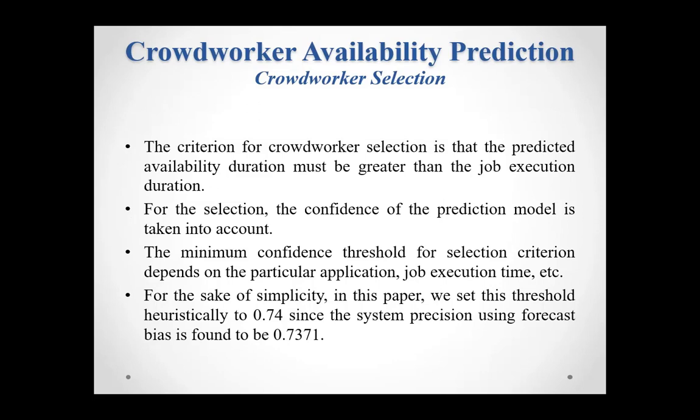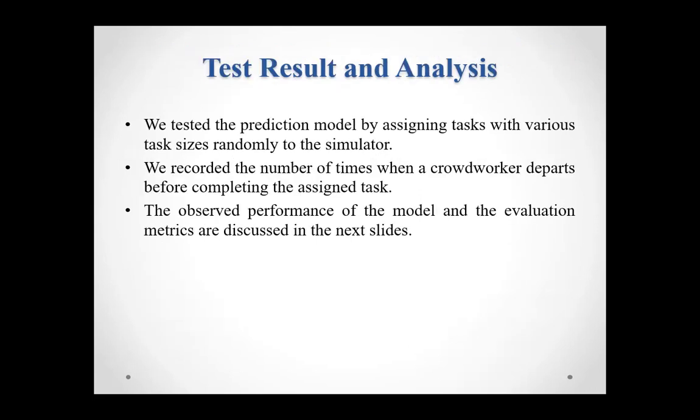So now we have the crowdworker selection. The criterion for crowdworker selection is that the predicted availability duration must be greater than the job execution duration. For the selection, the confidence of the prediction model is taken into account, and the minimum confidence threshold for the selection criteria depends on the particular application, that is job execution time, etc. For the sake of simplicity, in this paper we set the threshold heuristically to 0.74, since the system precision using forecast bias is found to be 0.7371.